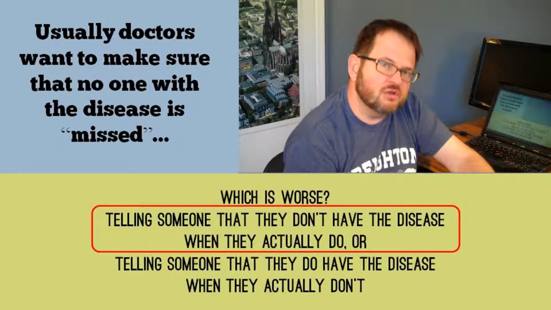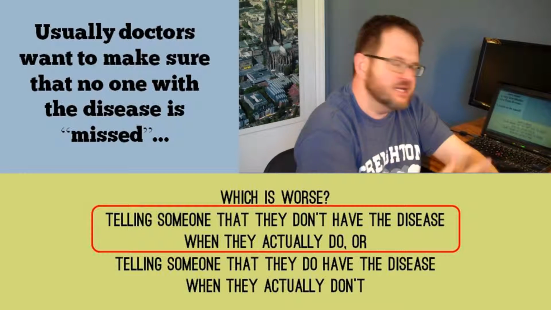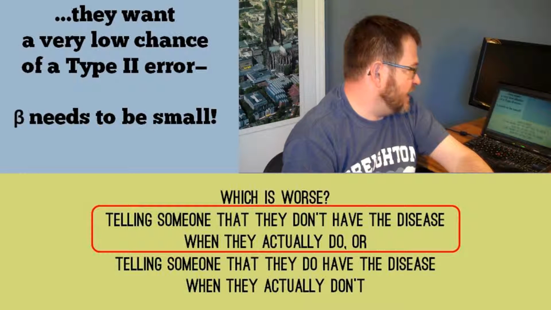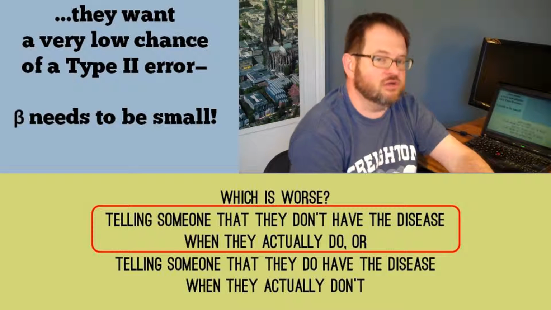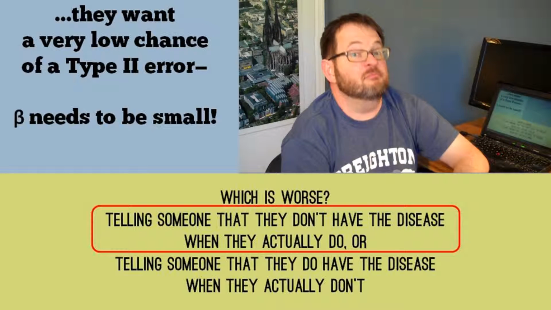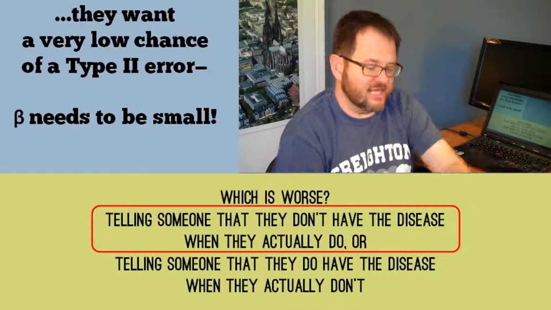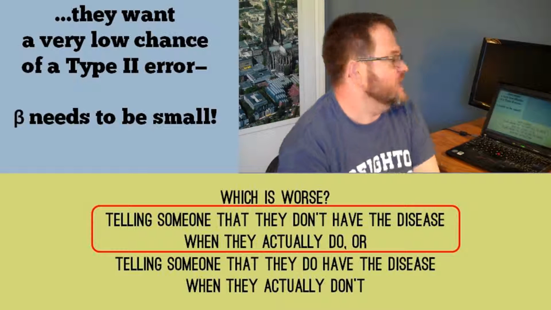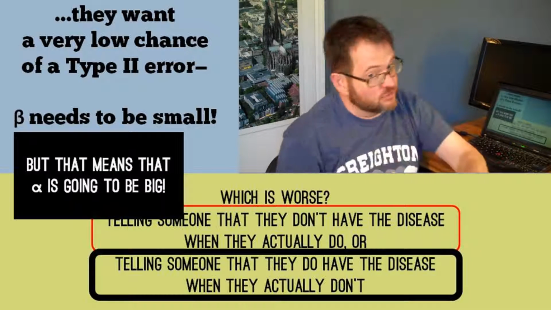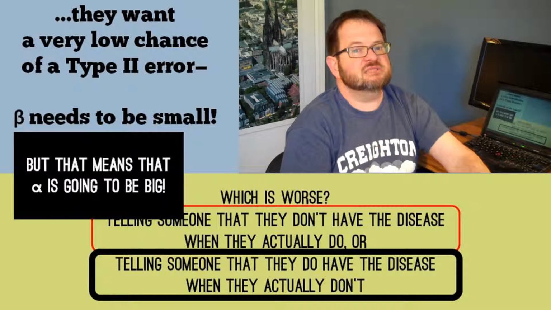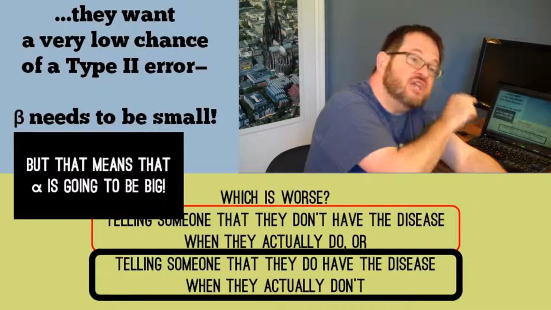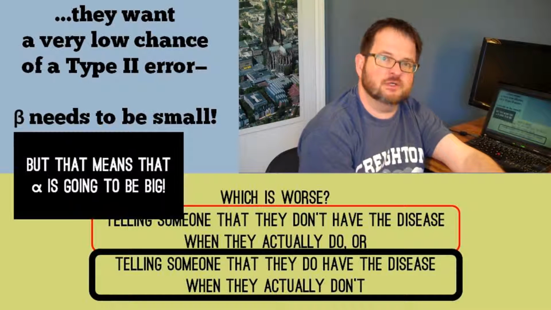Doctors usually want to make sure that no one with a disease is missed. And so they want there to be a very low chance of a type 2 error. Telling someone that they don't have the disease when they really do is a type 2 error. You are incorrectly keeping the null hypothesis. So the doctors are going to tell you that they want to keep beta small. When they're designing a medical test to test if you have some weird syndrome, they are going to want to design the test in such a way that beta is as small as possible. But of course there's a trade-off. If beta is going to be small, alpha has to increase. And that means that we're going to often be telling people they do have the disease when they actually don't.